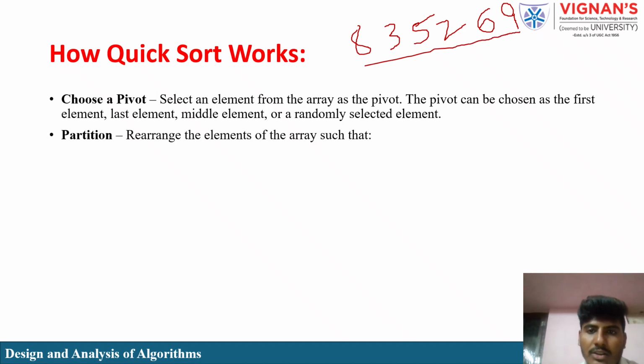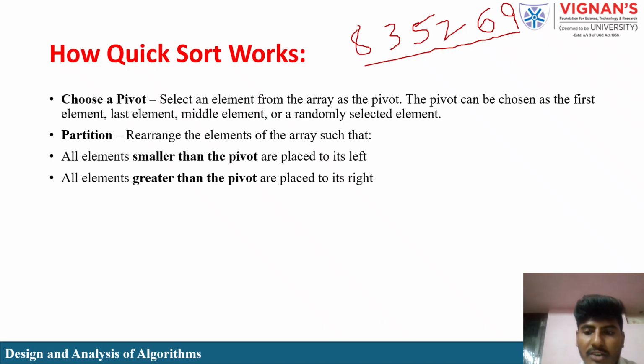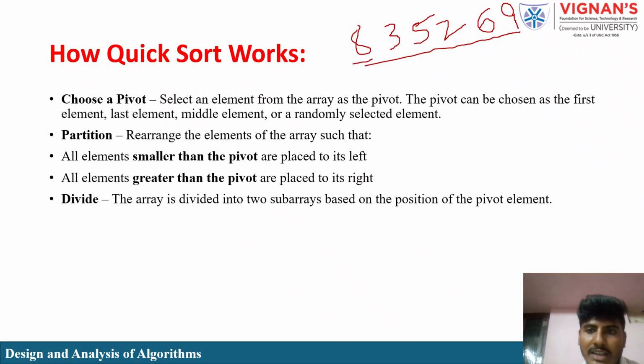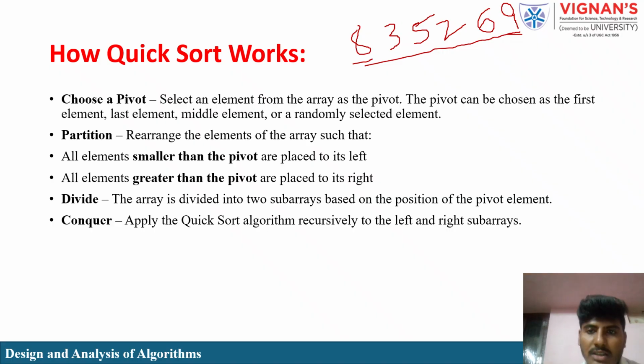8 3 5 2 6 9. So by performing quicksort, we can initially choose the pivot element. There are different ways to choose the pivot element. We can choose the first element as the pivot, or the last element, or the middle element, or any random element. Suppose I choose 6 as my pivot element.